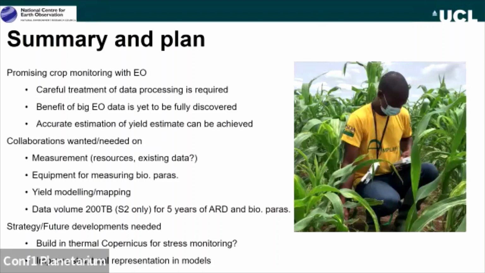And also at the end of the project, we want to deliver around 200 terabytes of datasets for analysis ready data, and also the biophysical parameters. And for improvements, we want to maybe incorporate stress and also improve the structural representation in our radiative transfer model. Thank you.